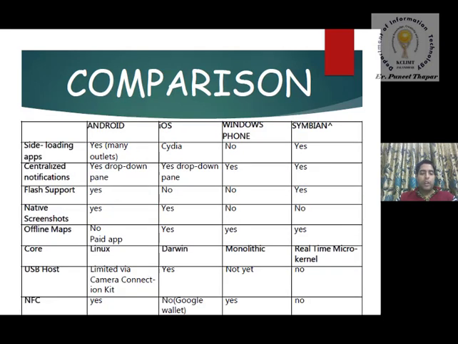Side loading apps, and centralized notifications are available. Flash support means they can play Flash. iOS and Windows Phone do not support Flash, and native screenshots are adopted by this. Offline maps are available in iOS, Windows Phone, and Symbian also, but Android does not offer offline maps; they are a paid application. The core is Linux, Droid, and Monolithic, which are the various core operating systems for this. USB host is available, NFC is available. These are the various detailed comparisons.